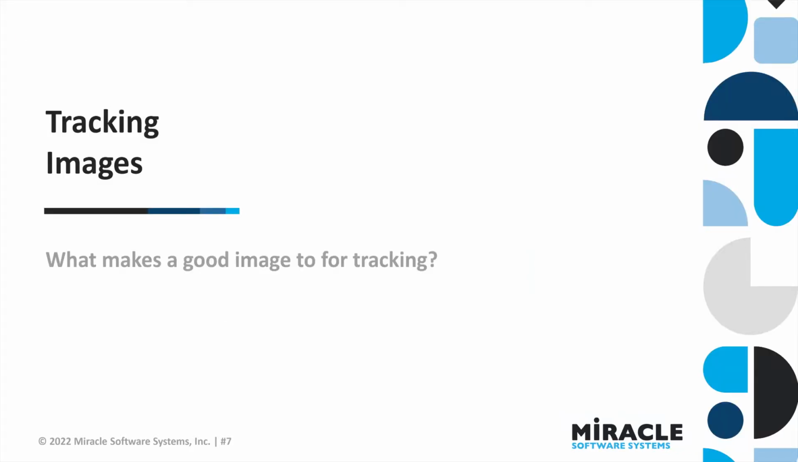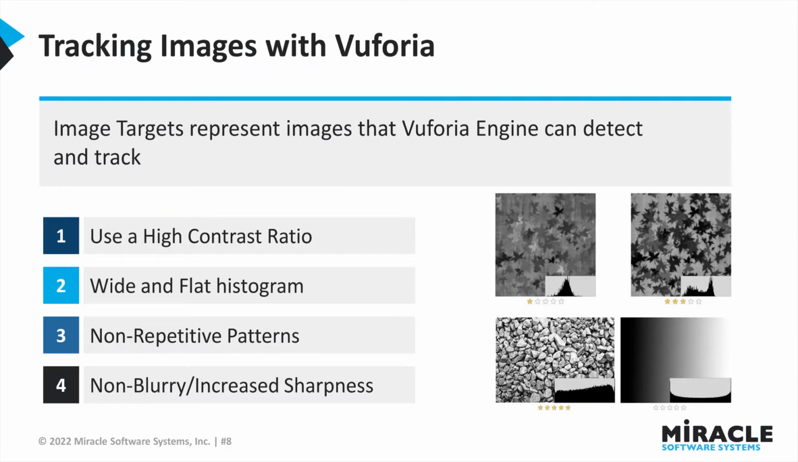What makes an image good to track? When looking at the images to the right, we want to track images that have a high contrast ratio. They have a wide, flat histogram. That's the graph in the bottom right of the images. They do not have repetitive patterns, and they are not blurry and have increased sharpness.